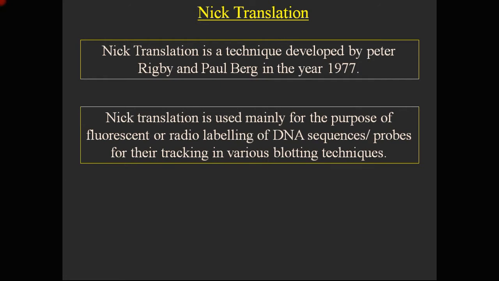Nick translation is used for the purpose of fluorescent or radio labeling of DNA sequences, for tracking those sequences in various blotting techniques, whether it's Southern, Northern, or any particular blotting technique. So basically what Nick translation means is we are trying to label the oligos. We are trying to label the DNA sequences either fluorescently or radio labeling, for the purpose of tracking the DNA in any blotting technique.